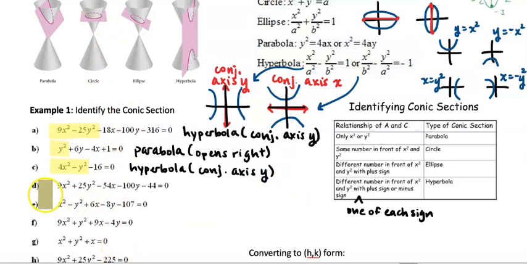D. 9x squared plus 25y squared minus 54x minus 100y minus 44 is equal to 0. We are worried about this 9x squared plus 25y squared. Well, I see different coefficients in front of the x and y squared terms. I see a plus sign, and so that tells us that this is an ellipse. And so we've got an ellipse.